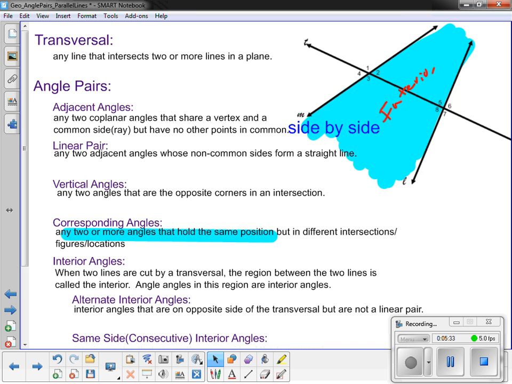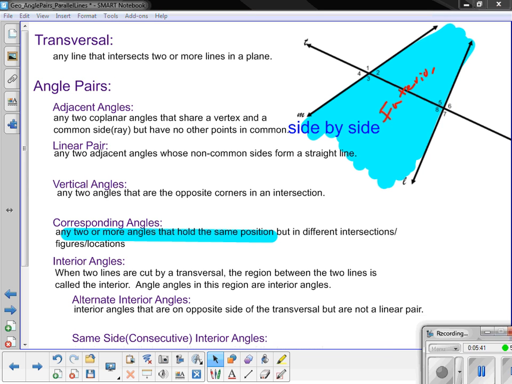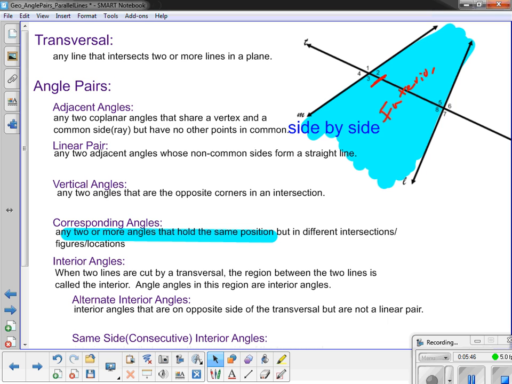They're going to be the angles that are on the inside there, but are on opposite sides of the transversal, but do not make a linear pair. Now that's kind of key there, that they cannot make a linear pair. So when I look at it, 2 and 3 right here are both in the interior. It's in the shaded region, but they're side by side making a linear pair. So 2 and 3 are not alternate interior angles. Rather, let me just undo that one.